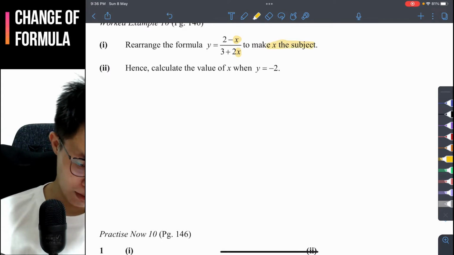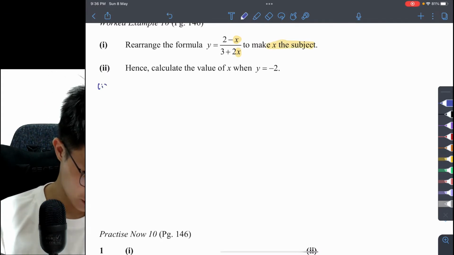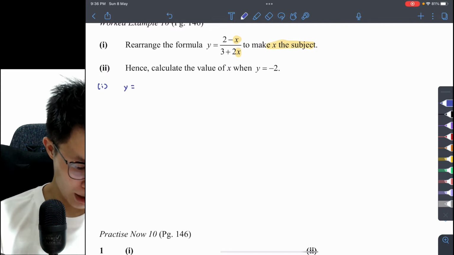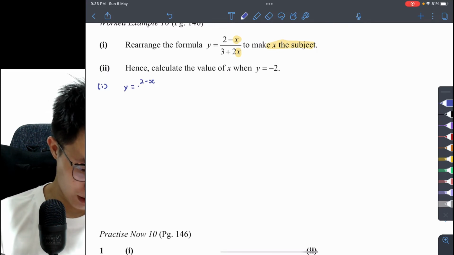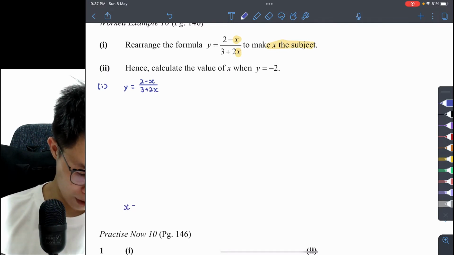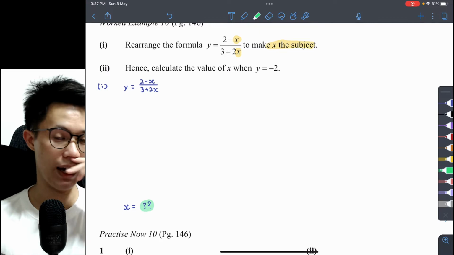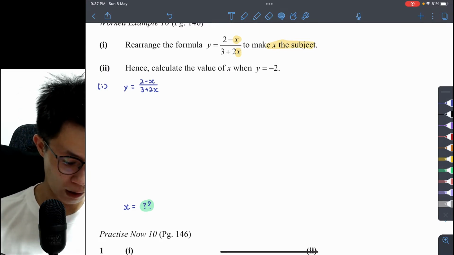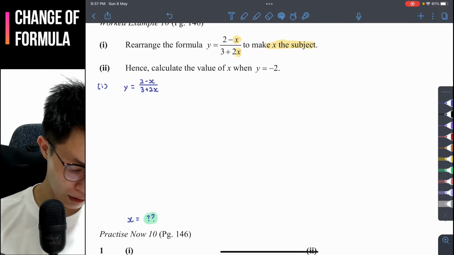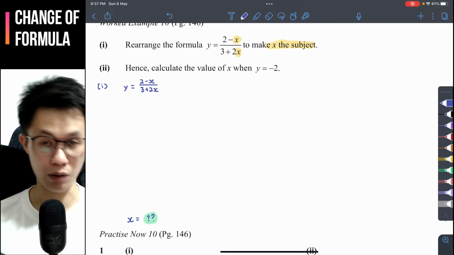So this actually means from the stage where y equals 2 minus x over 3 plus 2x, the goal is to ensure that x equals something, and this something on the right hand side does not have any more x variables. So that is our goal. Okay, so how on earth are we going to reach there? Let me just show you how we do it.